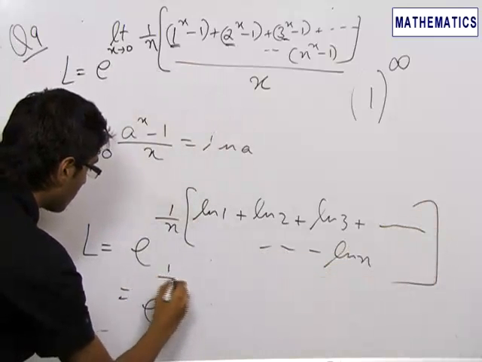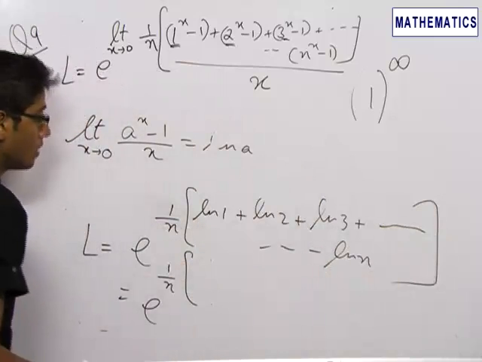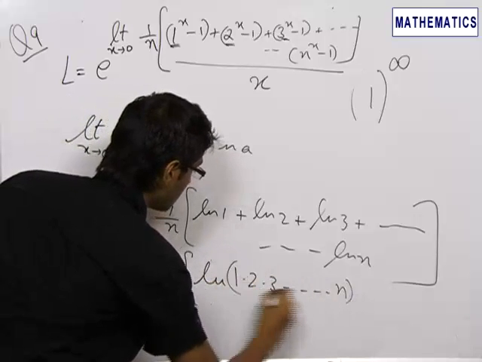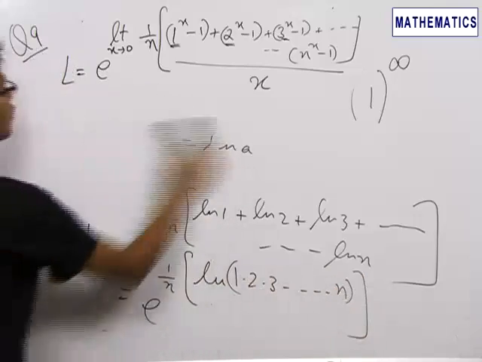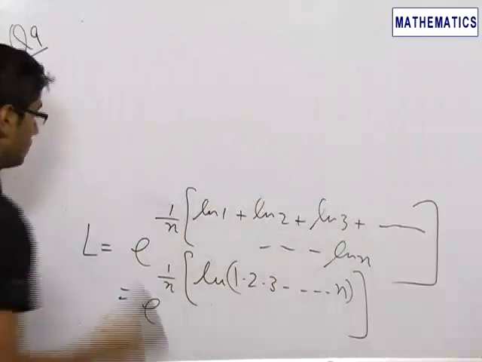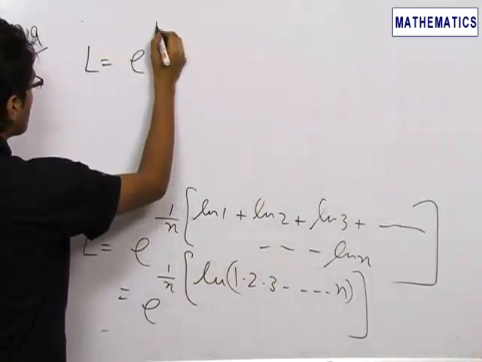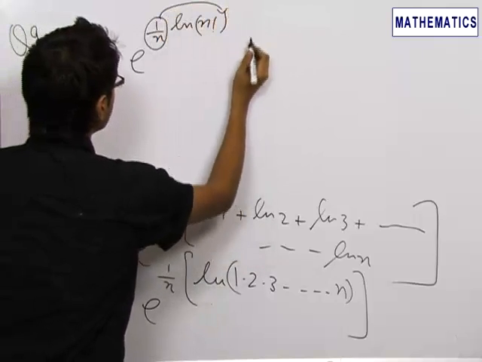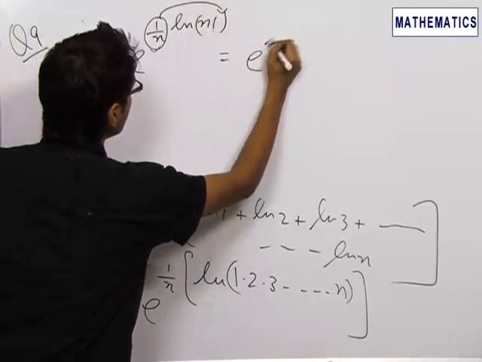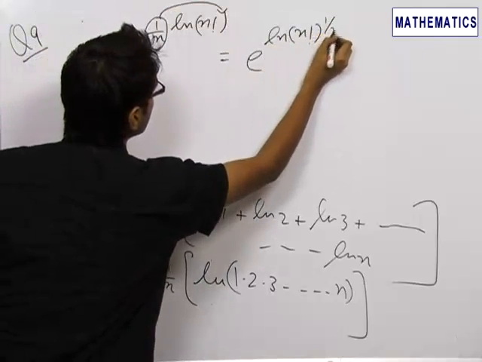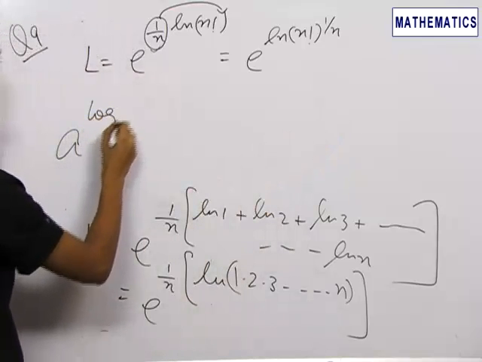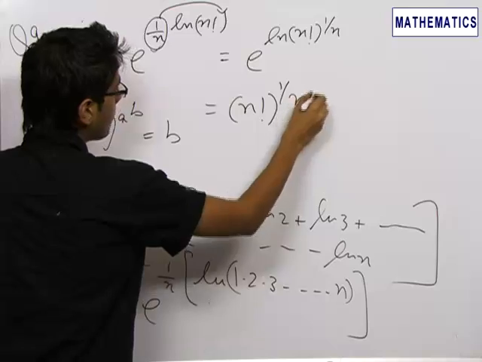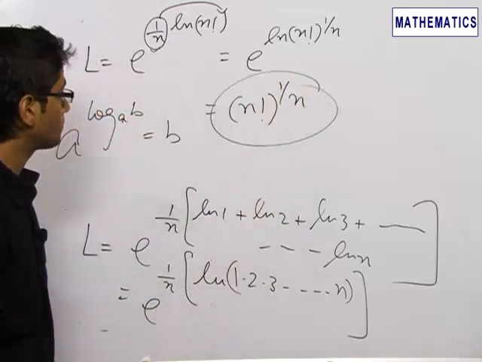So we get e power 1 upon n times (ln a plus ln b plus ln c is ln abc). So this becomes ln of 1 into 2 into 3 up till n. Now 1 into 2 into 3 up till n is n factorial, as we know. So our limit can be written as e power 1 upon n ln of n factorial. Taking this 1 upon n on the top as a power, we get e power ln of (n factorial power 1 by n), and we know that a power log of b to the base a is b, so this becomes n factorial to the power 1 by n. So our final answer is n factorial power 1 by n.